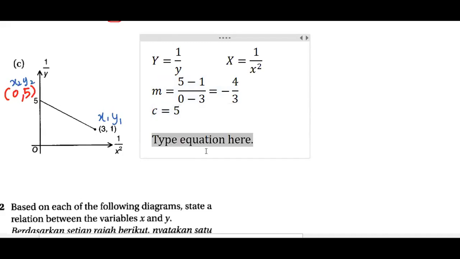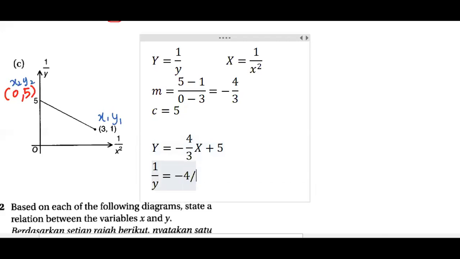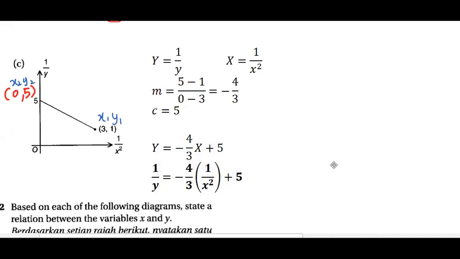So the conclusion, Y equals MX plus C. This is the answer. But I ask, can I change it back like this? 1 over Y equals 1 over X squared plus 5. Can I change back like this? Can. Yes, the answer is can. Why not? We said big Y is 1 over y and big X is 1 over X squared. You can put it inside, same meaning. Don't be confused, it's the same thing.